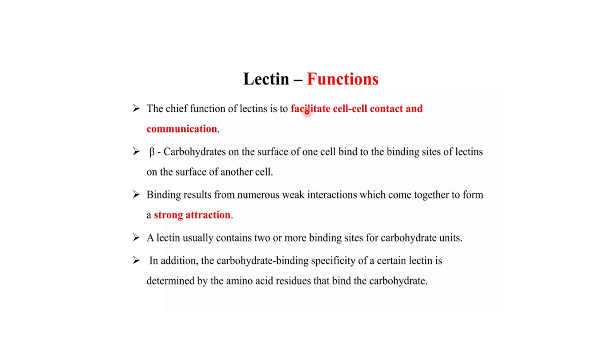And this can lead to the formation of, say, NK cells, which are going to damage foreign materials and all. So this is one way it enables adhesion and contact as well as communication. The binding results from numerous weak interactions coming together to form a strong attraction. Also, lectin usually contains two or more binding sites for a carbohydrate unit. In addition, the carbohydrate binding specificity of a certain lectin is determined by the amino acid residues that bind to the carbohydrate.